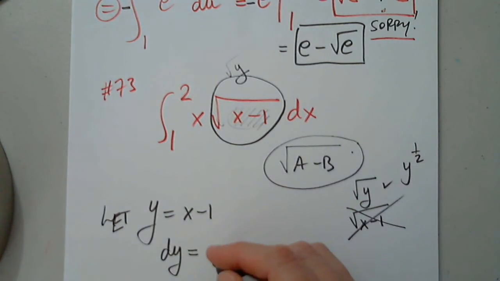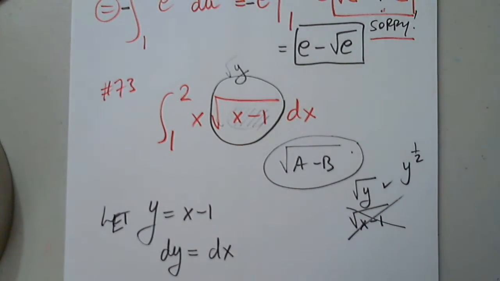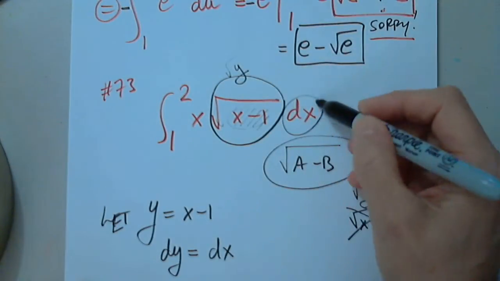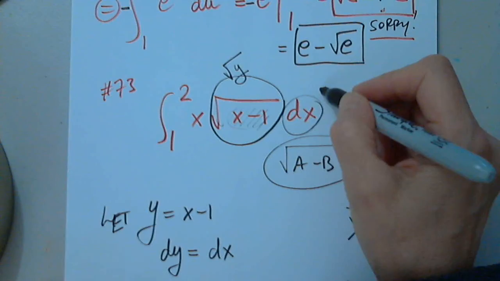Okay, the derivative is 1, but dy is? dx. Yes, 1 times dx. It could have been nicer. Brilliant. So I have the square root of y and I have dy.